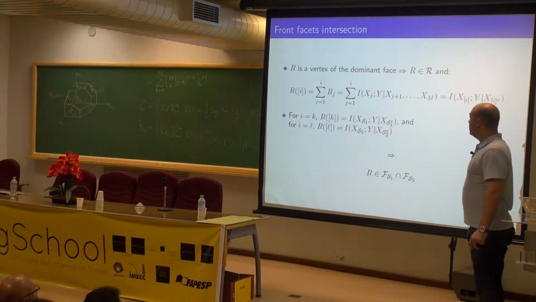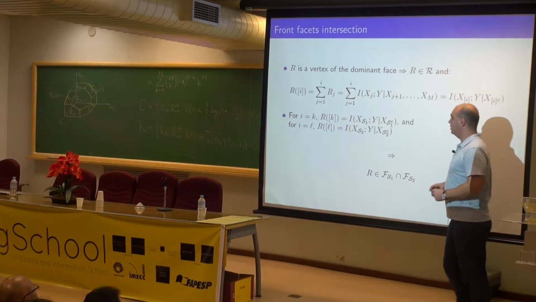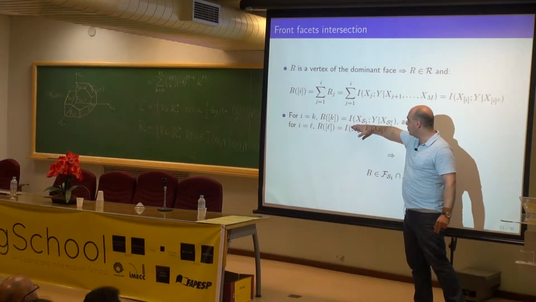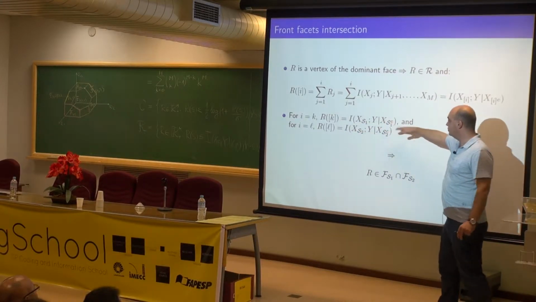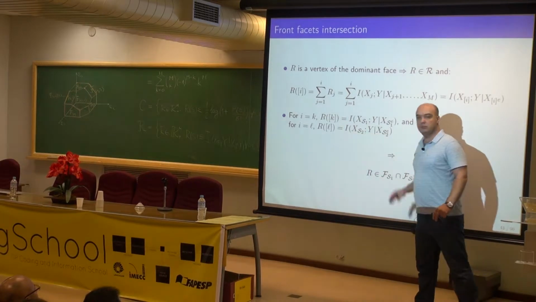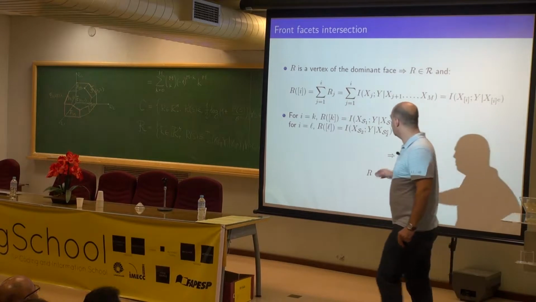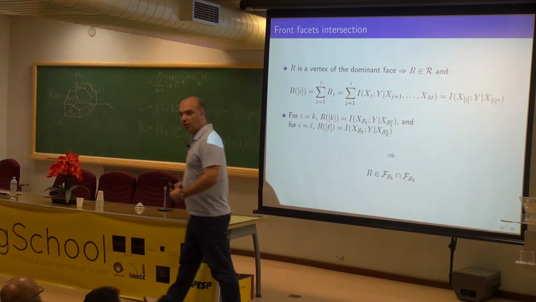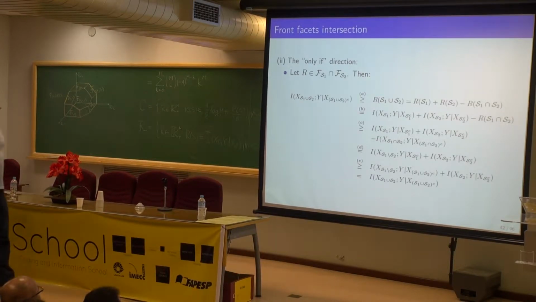And then for i equal k, we get easily this rate, that this is equal to the mutual information between the set S1 and Y given the rest, and for l, the same thing, but for S2. And this just proves that this rate belongs to both. According to the definition of the front facet, it belongs to both. How about the other direction, the only-if direction?